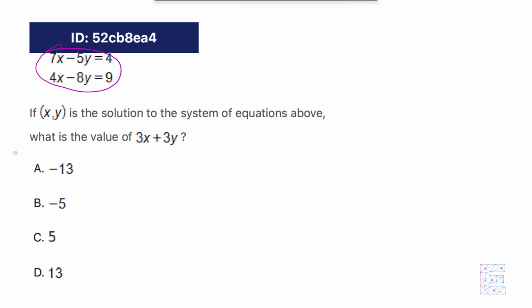But remember, we're not just looking for x and y. Once we have the value of x, we have to say 3 times the x value plus 3 times the y value. That's really the answer we're looking for.